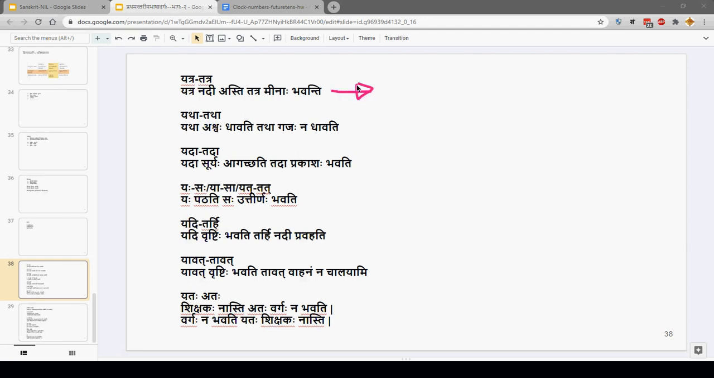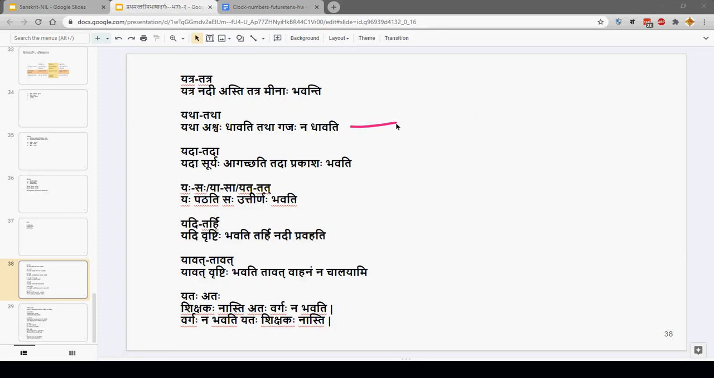Similarly, if you are interested to know what is the question word here for yatra, tatra, so here asking where, right? Where there is a river, there are fish. So for the question word where, we already know, right? Kutra. Kutra is the question word. So if you are asking kutra minaha bhavanti, where are the fish? That is the question. Now we can also just say minaha nadyam bhavanti. They will be in the river. So that is the direct answer. But you can also just say yatra nadi asti tatra minaha bhavanti. Where there is river, there will be fish. That way also can be done.